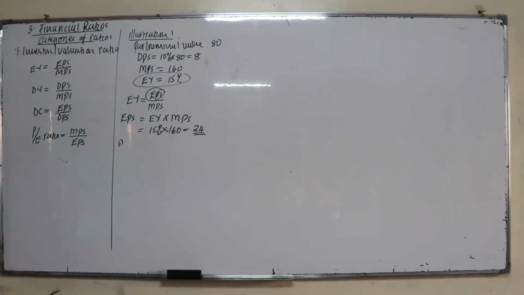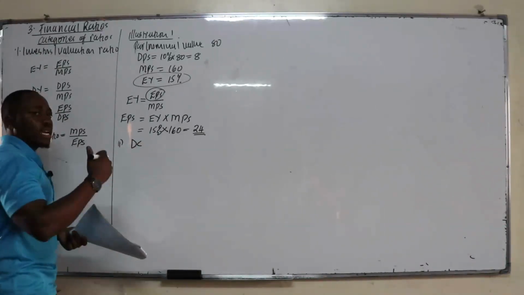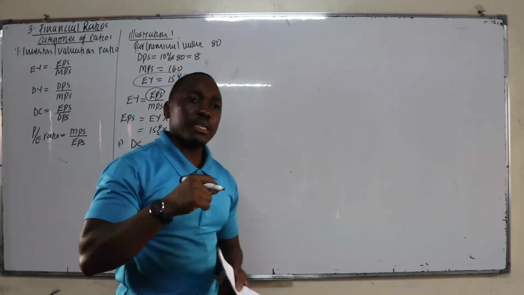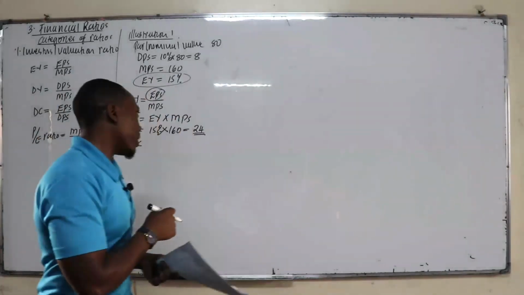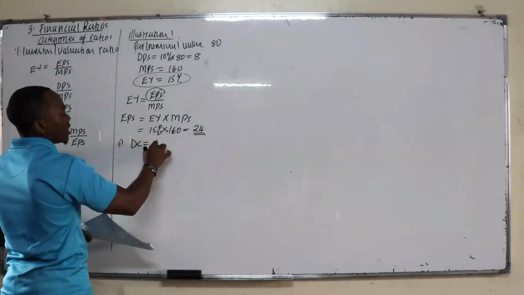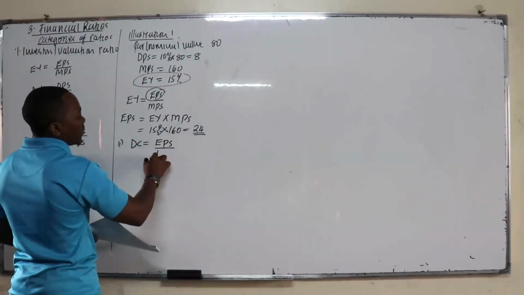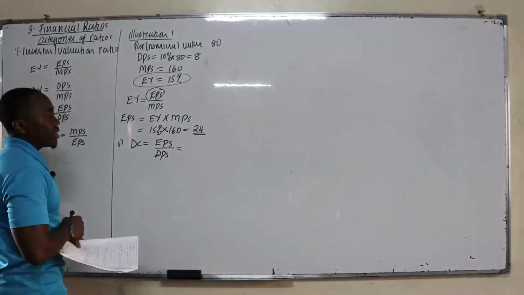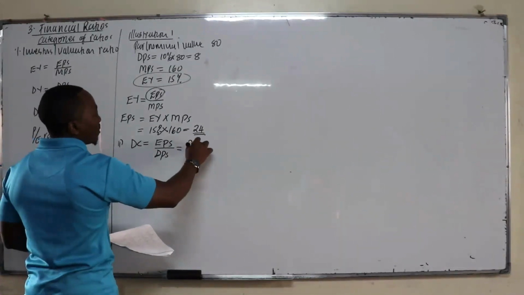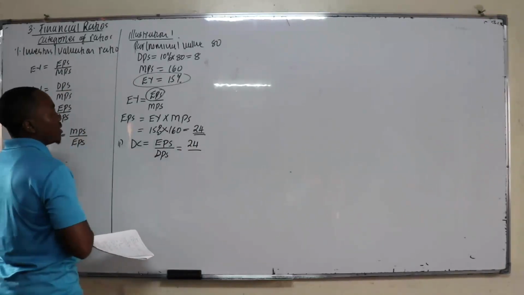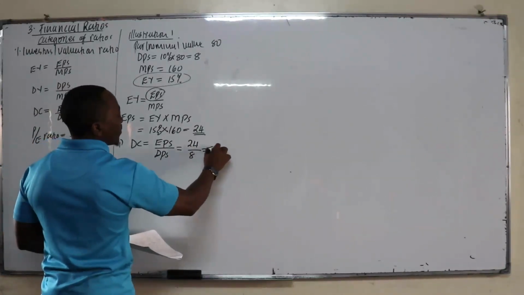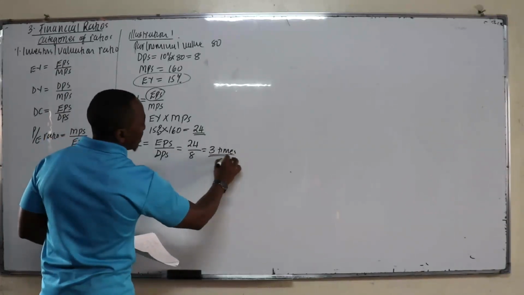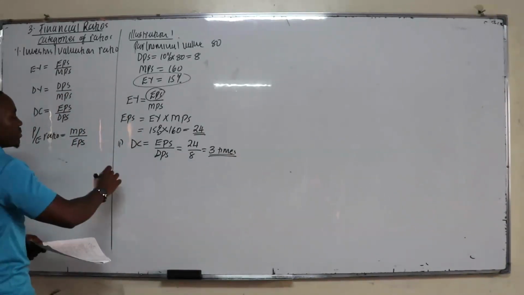Then number two, we want the dividend cover. The dividend cover shows the number of times dividend can be paid out of the earnings. So you take the earnings per share and divide by the dividend per share. How much is the earnings per share? 24. You divide by the dividends per share, 8. So it's how many times? 3 times. It shows the number of times.